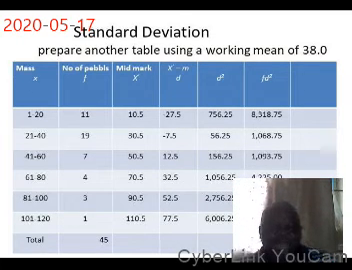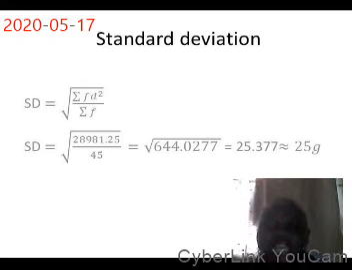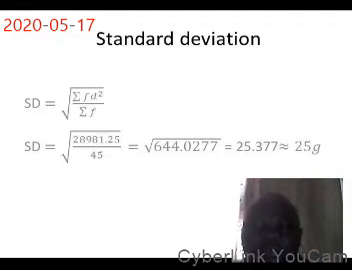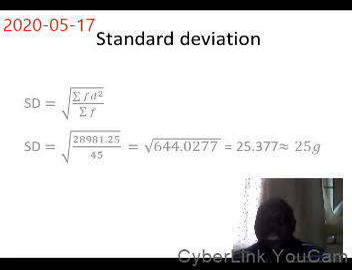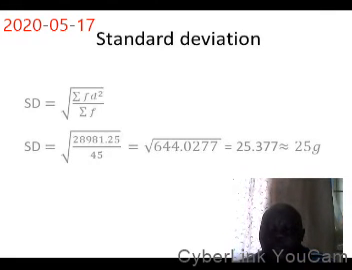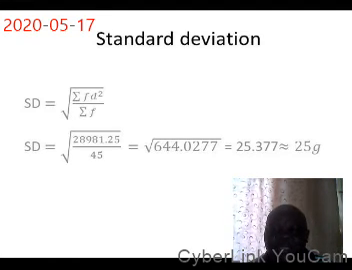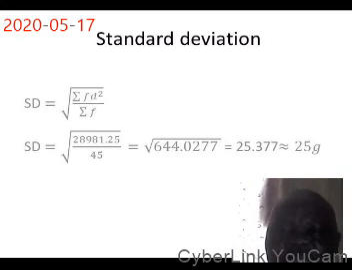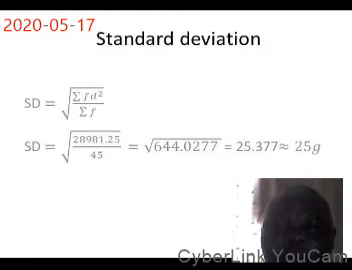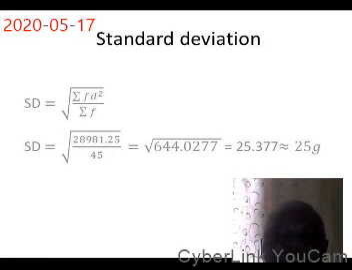Then we now go for the standard deviation. Of course, standard deviation is given as the square root of summation fD squared over summation f again. From the table, summation fD squared is 28,981.25 divided by 45. That will now give you 644.02777. And when you take the square root, you have 25.377, which is approximately 25 grams.